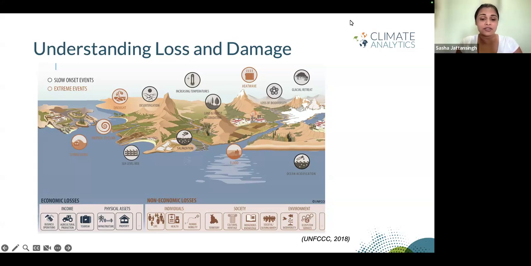Loss and damage in terms of non-economic losses could also relate to loss of territory, which is quite important for SIDS. What happens when the sea level rises and where are we going to go? Also loss of indigenous knowledge and cultural heritage, and loss of biodiversity and ecosystem services. So you see, loss and damage is very complex and multi-layered. When we talk about the impacts and effects, it's not only things that we could easily assign a value to.